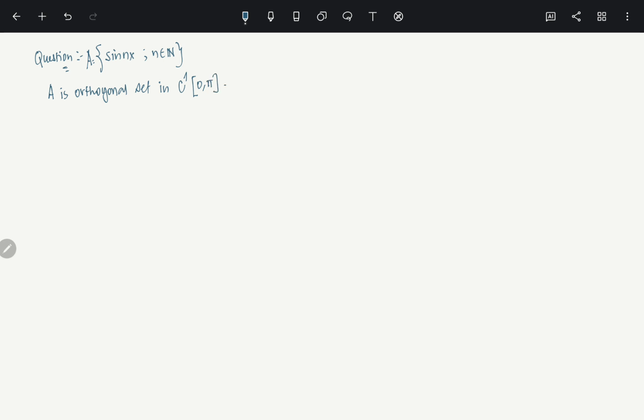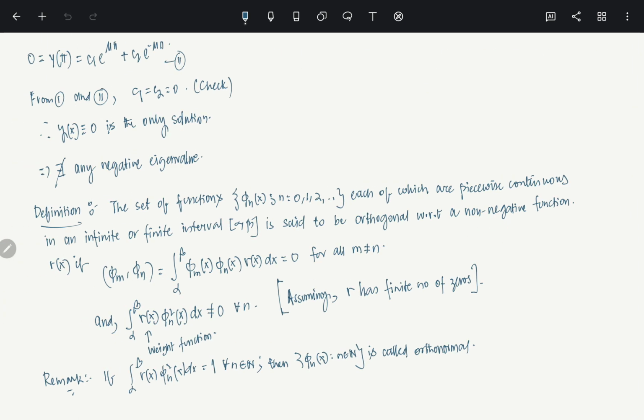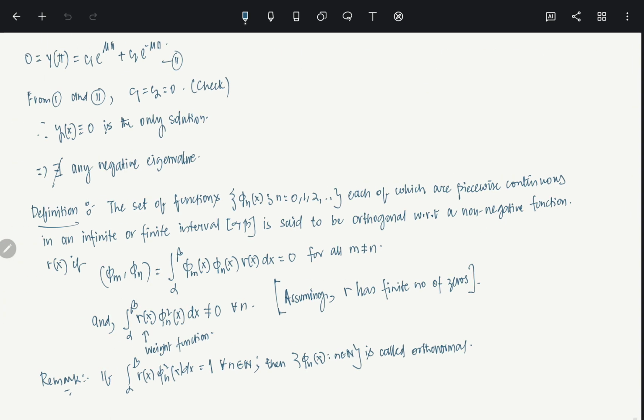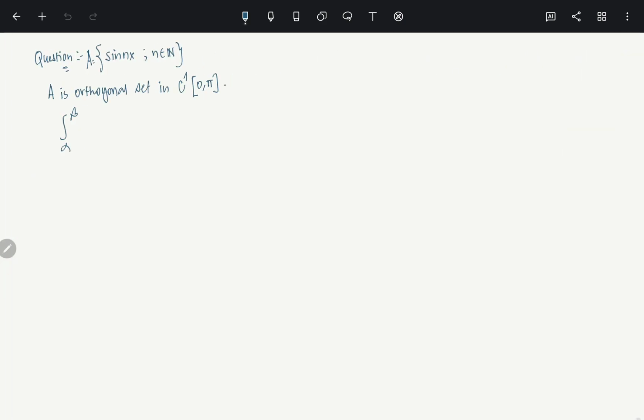Okay, right. So how do you prove something like this? In this case, R is 1. So it is orthogonal with respect to the weight function R, which is identically equal to 1. R has to be non-negative, that's the only condition, and it has to have a finite number of zeros. If R is 1, all of those conditions are satisfied. So this is the orthogonal set with respect to the weight function 1.